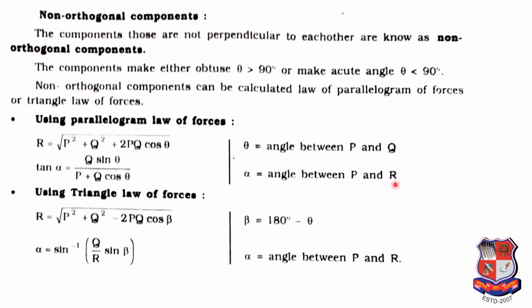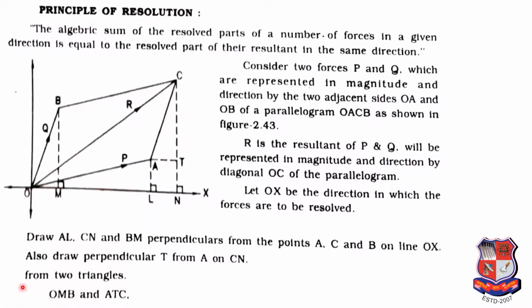Now using the triangle law of forces, the R will be under root P square plus Q square minus 2PQ cos beta, and alpha will be sine inverse in bracket Q upon R sine beta bracket over, where beta will be 180 minus theta and alpha will be the angle between P and R. So it is also simple basic concepts. Now we have to go for the principle of resolution.